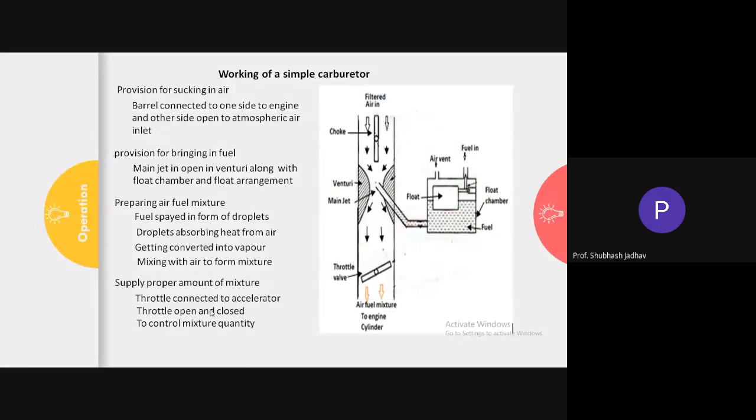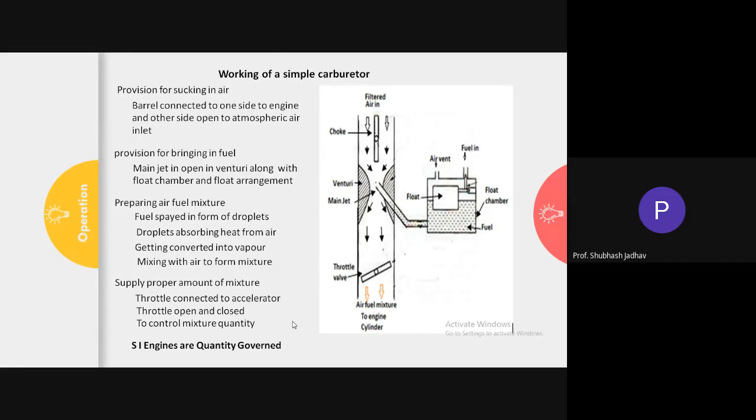So the throttle is opened and closed. Whenever we push the accelerator pedal or release the accelerator pedal, basically we are opening and closing the throttle valve. Why is this opening and closing being done? To control the quantity of the mixture which is being supplied to the engine. And that is why we call SI engines quantity governed.